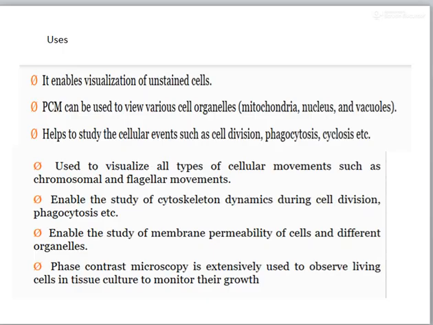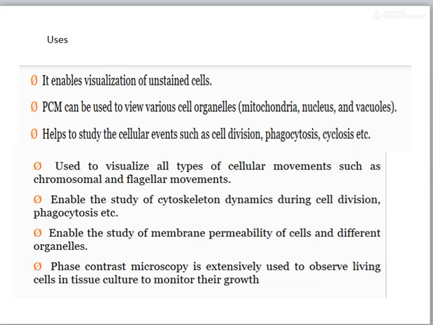Now, what is the use of phase contrast microscopy? It enables us to visualize unstained cells, and even cell organelles such as mitochondria, nucleus, as well as vacuoles can be seen. And sometimes cellular events such as cell division, phagocytosis, cyclosis can be seen. And cellular movements such as chromosomal and flagellar movements can be viewed.